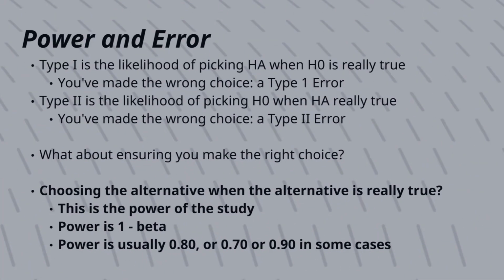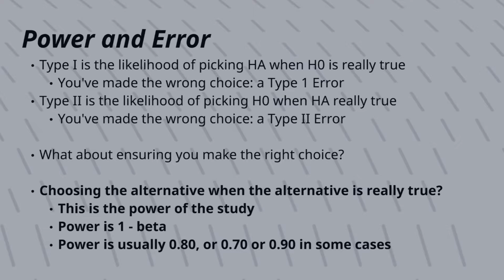So how are power and error related? You often hear people talking about the power of a study. You very rarely hear them talking about the type 2 error of a study. So remember, type 1 is the likelihood of picking the alternative when the null is true. So you've made the wrong choice here. That's a type 1 error. You've sent an innocent person to jail. Type 2 is the likelihood of picking the null when the alternative is really true. So we've made the error in the other direction. We should have declared a difference. We didn't. We should have sent someone to jail. We didn't. Again, you've made the wrong decision.